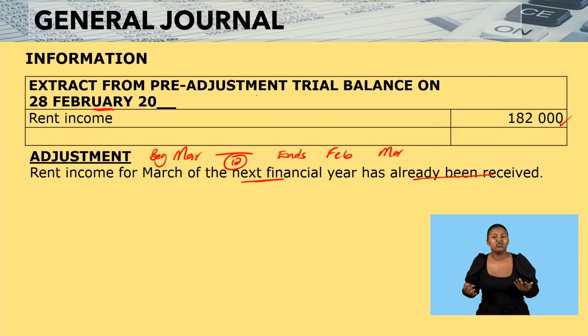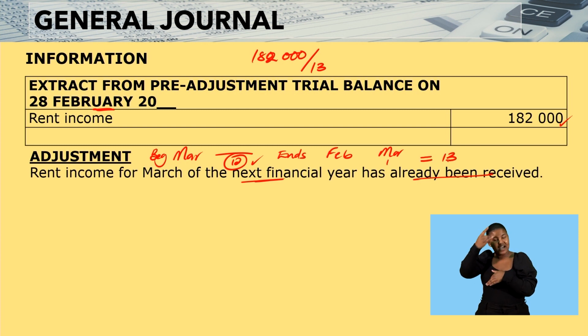We should be able to say the rent income, which is 182,000. We divide 182,000 by 13 months because it is 12 plus that March, 1 month, so it gives us 13. So we say 182,000 divided by 13, it will give us 14,000. We have received 14,000 in advance.